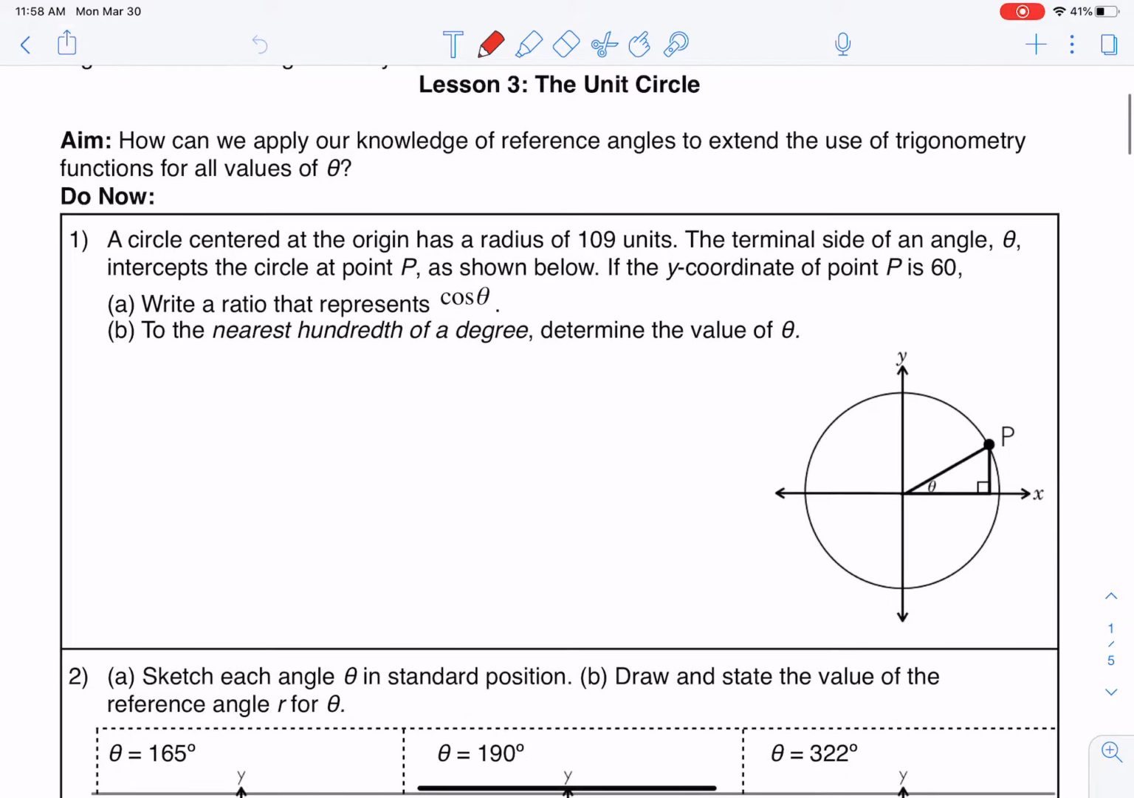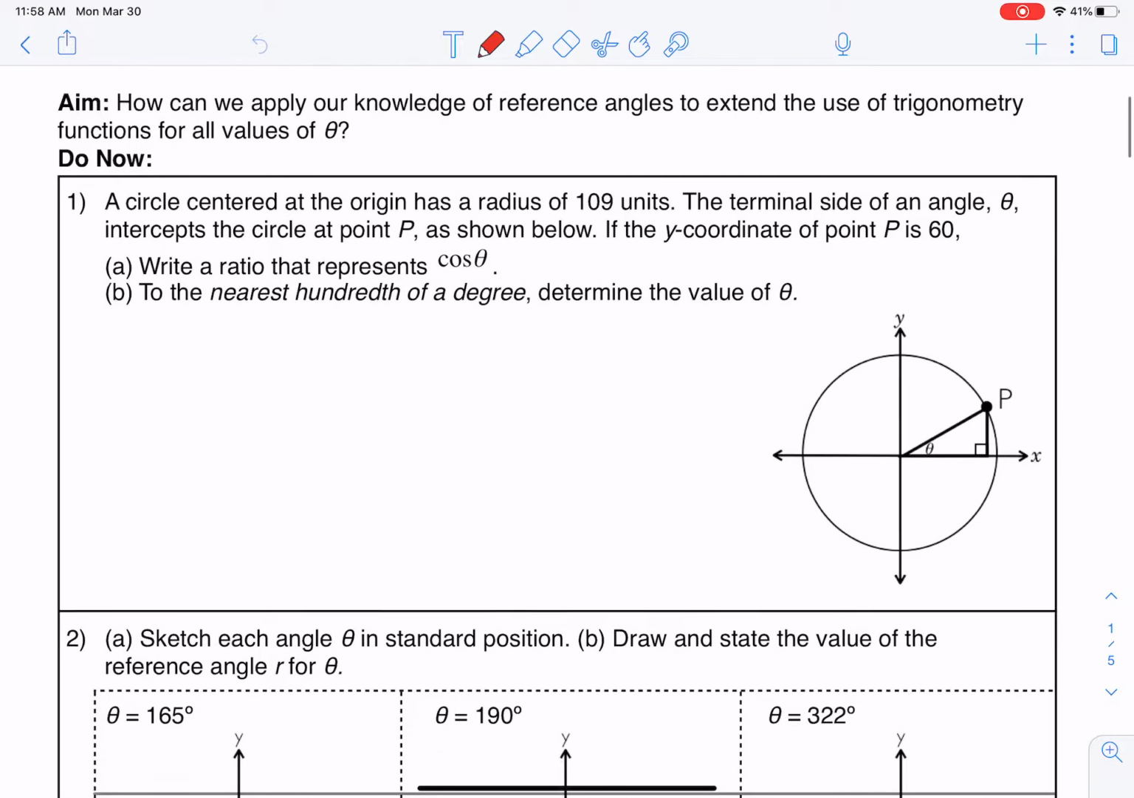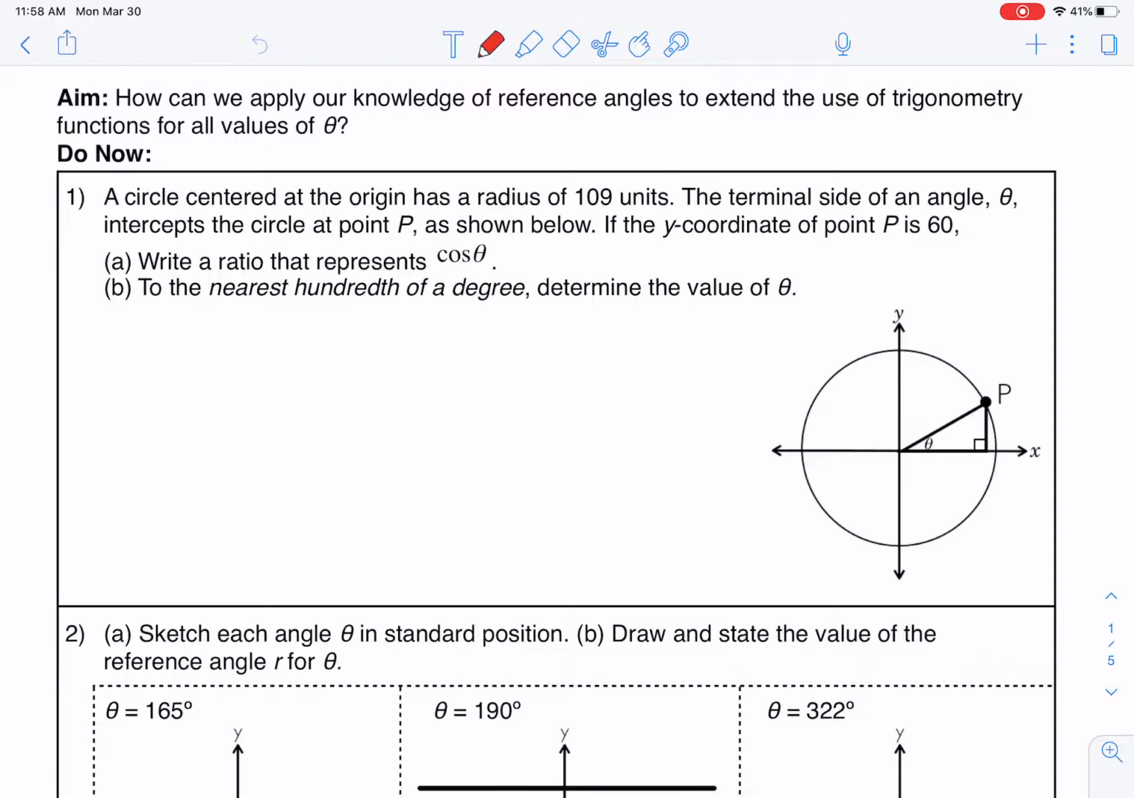All right, so let's take a look at the two questions in the do now. In question 1, we're told that a circle centered at the origin has a radius of 109 units. We know the terminal side of an angle, theta, intercepts the circle at point P as shown below. And I know the y-coordinate of the point is 60. I don't know the x-coordinate, so I'm going to make a note of that.